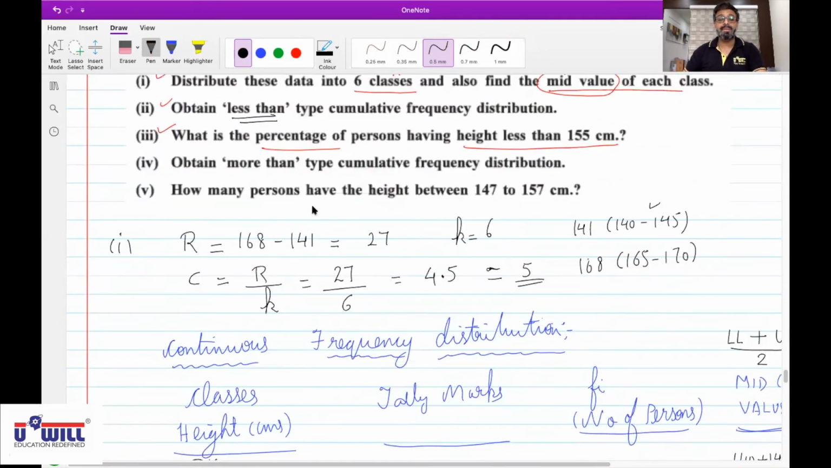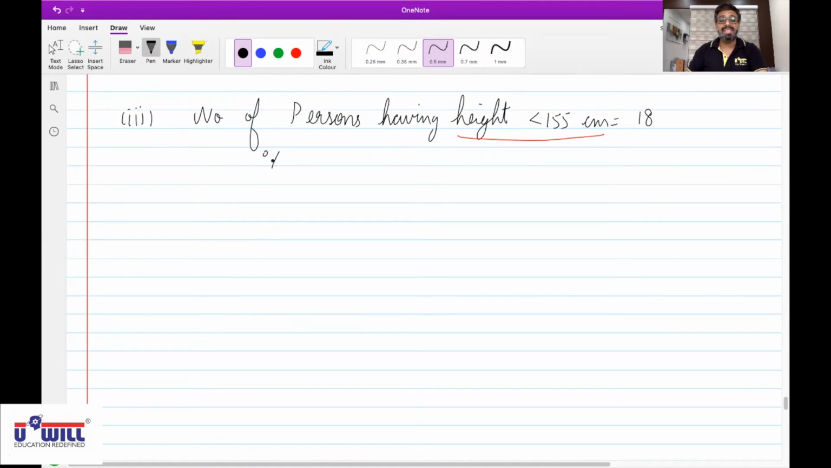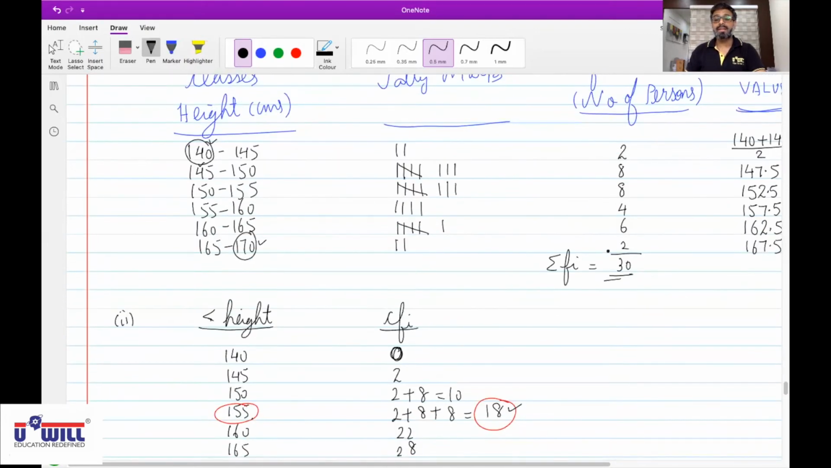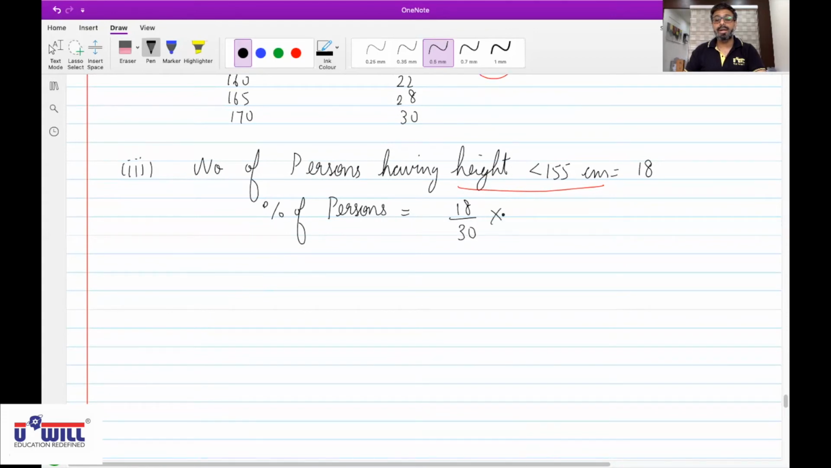Now, we are not asked the number of persons. We are asked the percentage. How will you convert this into percentage? Neville, unmute yourself. Tell me, how will you convert it into percentage? 18 into 100 divided by 30. Yes, total there are 30 persons. So 18 divided by 30 into 100 is 60%. Don't forget to write percent.